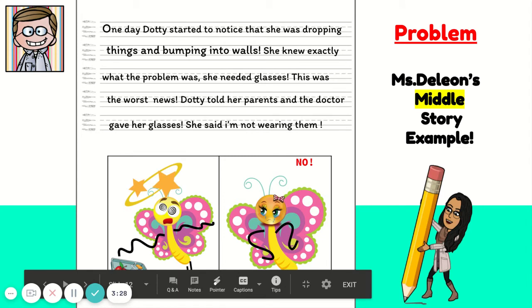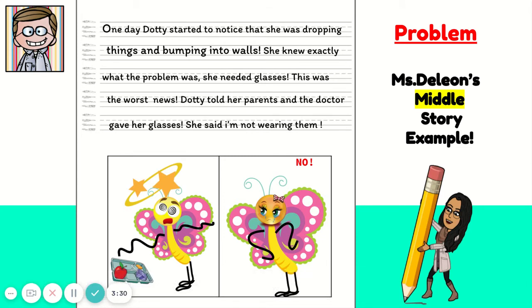Now I'm ready to add my problem. This comes in the middle part of my story. One day, Dottie started to notice that she was dropping things and bumping into walls. She knew exactly what the problem was. She needed glasses. This was the worst news. Dottie told her parents, and the doctor gave her glasses. She said, "I'm not wearing them."